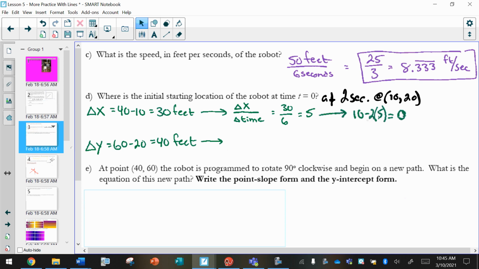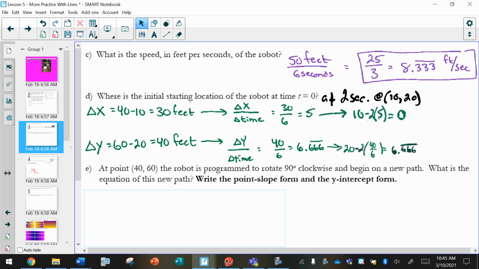So there's a change of 40 feet vertically. That 40 feet of change happened over 6 seconds worth of time. So when I do 40 divided by 6, I get 6 2/3, or 6.6 repeating. That's for every 1 second. But this vertical change in location happened over 2 seconds worth of time.